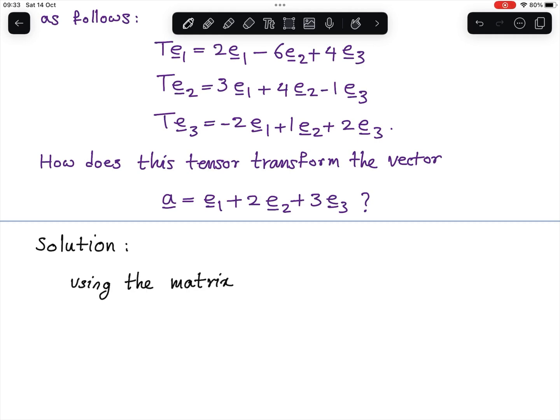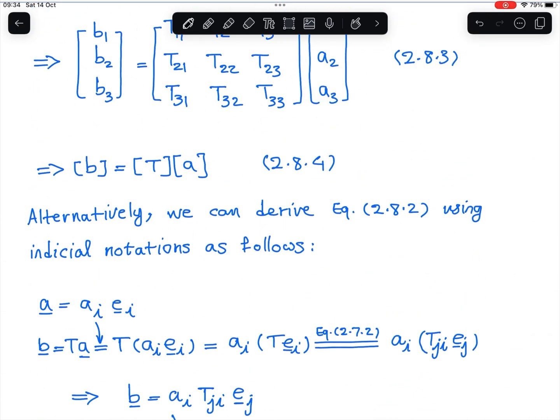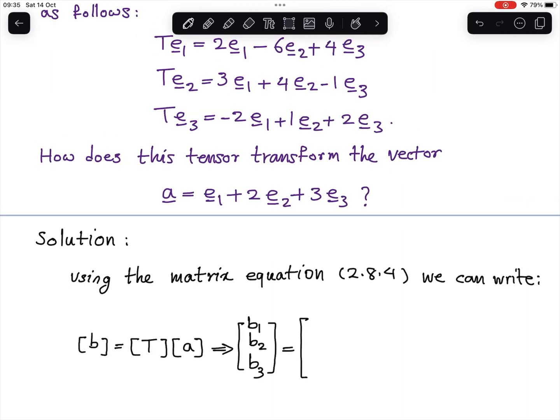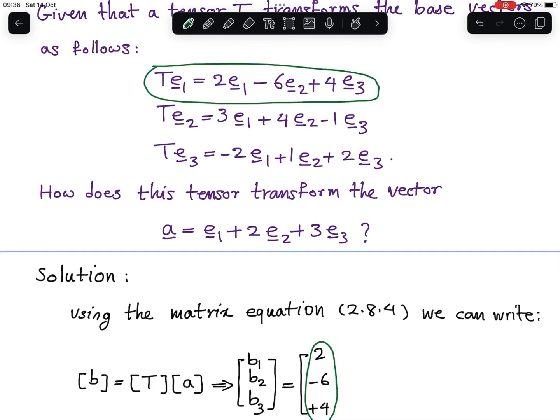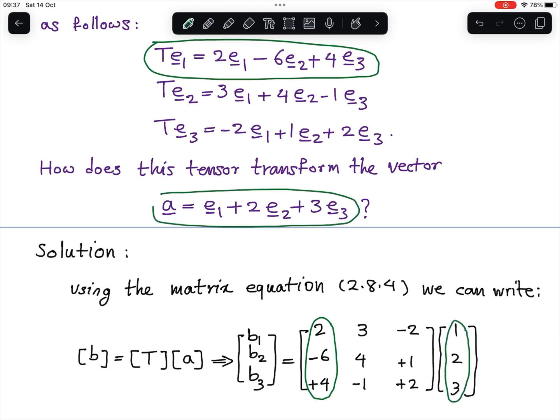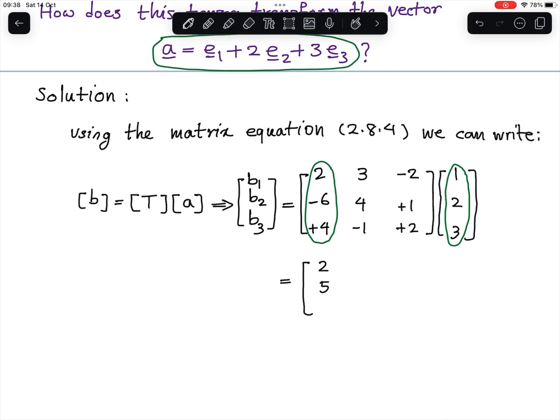Using the matrix equation 284, we can write. Notice how to fill out the matrix. The result is a vector with components 2, 5, 8.